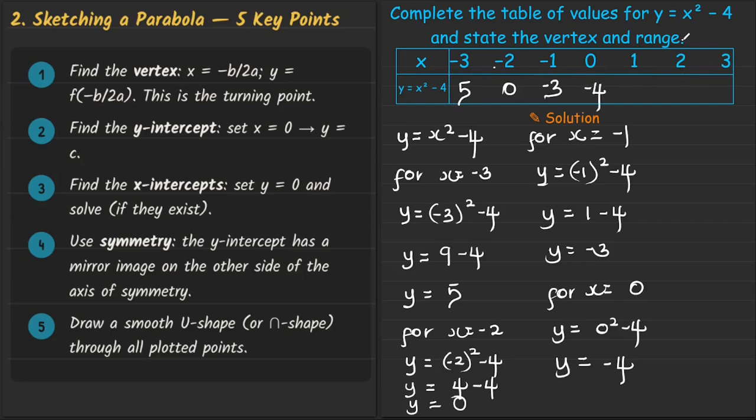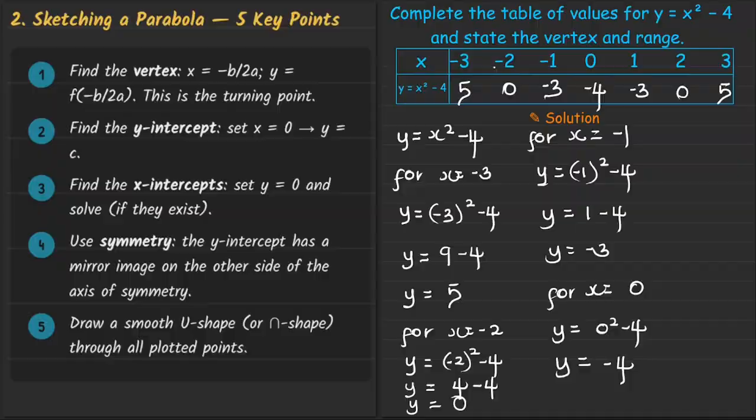Now, if you were able to solve for 1, 2, and 3, then for 1, you should expect an answer of -3. For 2, you should expect an answer of 0. And then for 3, you should also expect an answer of 5. So this will be the completed table. Now it says we should state the vertex and the range. We know how we get the vertex. So the vertex can be gotten in 2 ways.